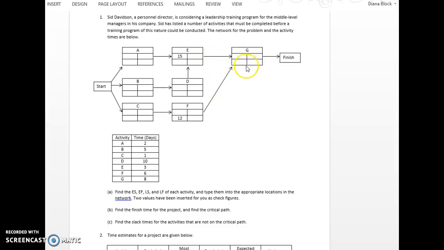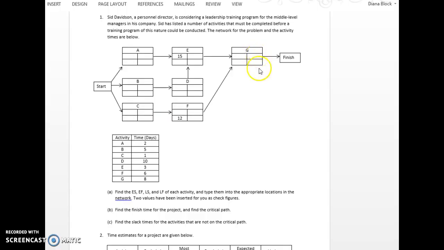And that also applies to activity G. You can't start this until F is finished. You also can't start it until E is finished. You can't start E until A and D are finished. You can't start D until B is finished. So it's not a lot of calculations here, but you're just having to follow the path in each box to get the earliest start and earliest finish times.